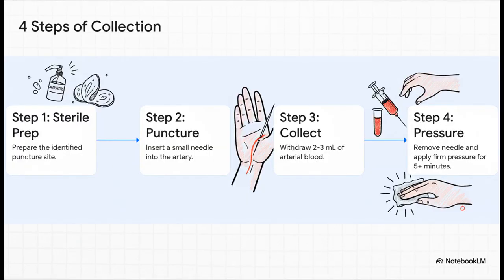The procedure itself boils down to 4 main steps. 1. Sterile prep of the site. 2. Careful insertion of the needle into the artery. 3. Collect about 2 or 3 milliliters of blood. And 4, and this is so important, once the needle is out, you apply firm direct pressure for at least 5 minutes. No peeking. This prevents bleeding and a nasty hematoma.